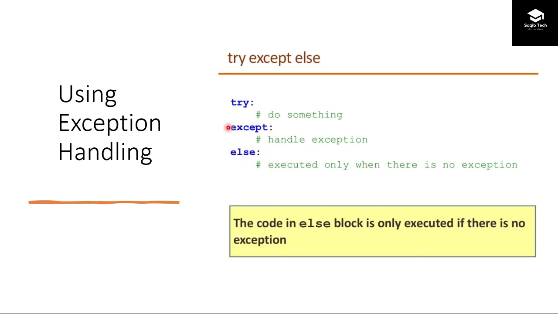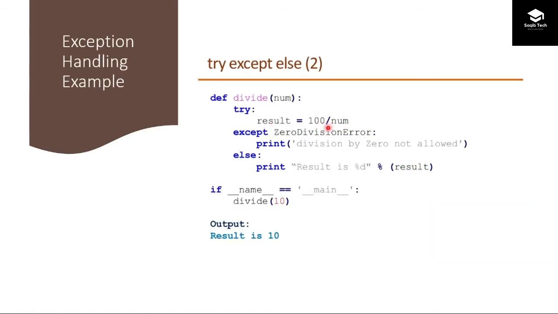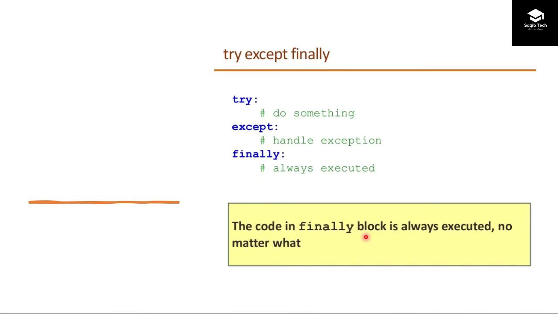That means either except will be executed if there is an exception, or else will be executed if there is no exception. For example, with the same divide example, if I am dividing a number by 0, it will give me division by 0 not allowed. But if there is no error, for example I am passing 10, the result will be 10. It will give me the result is %d, that means the result is 10. You can see the output. This is a simple example of try, except, else.